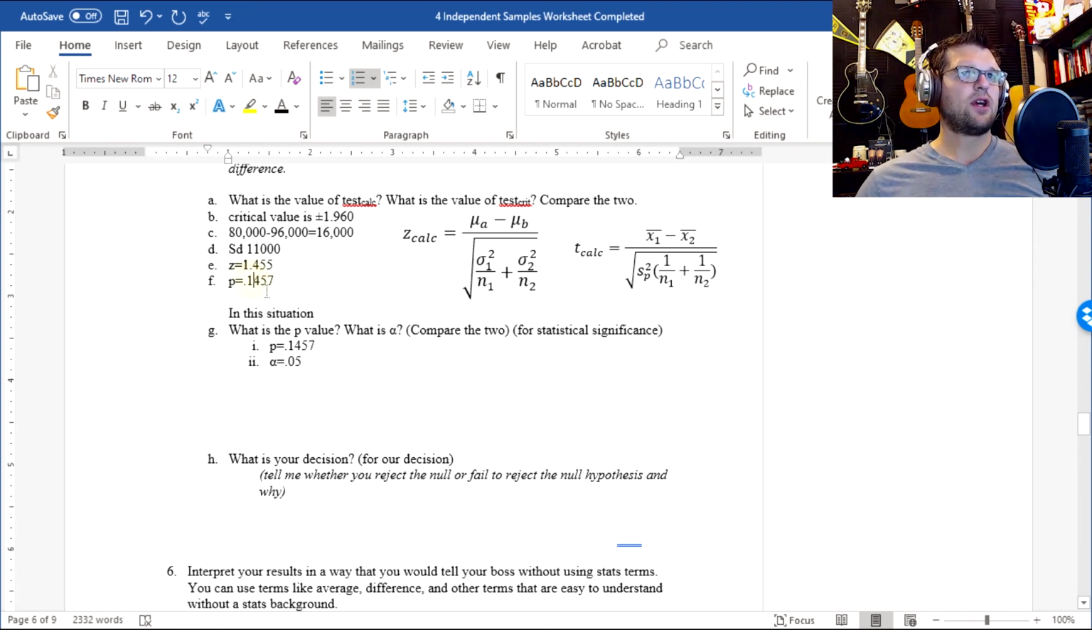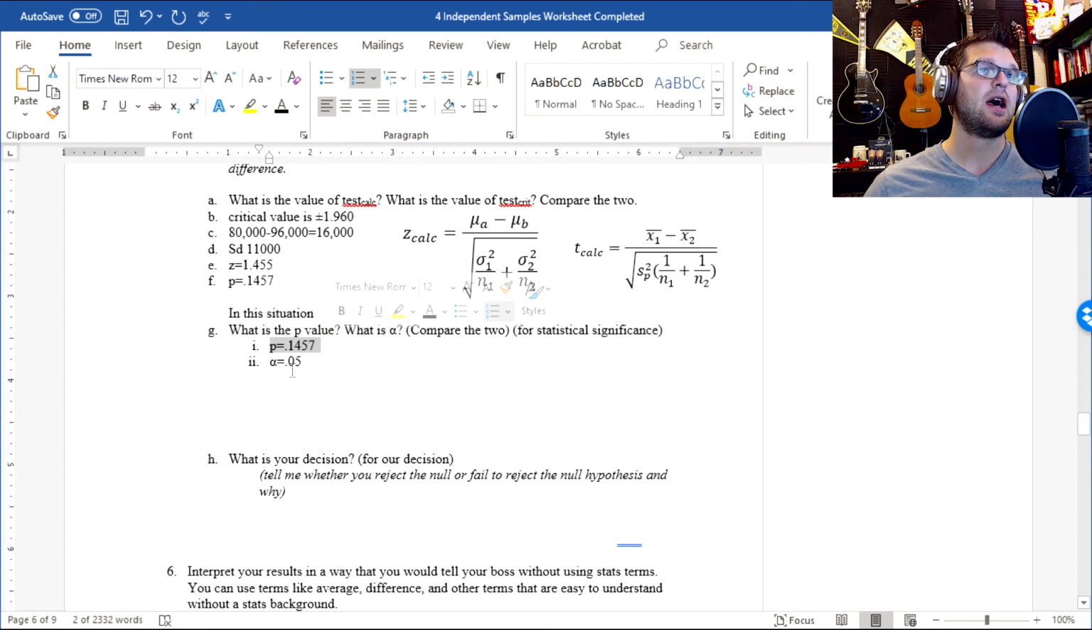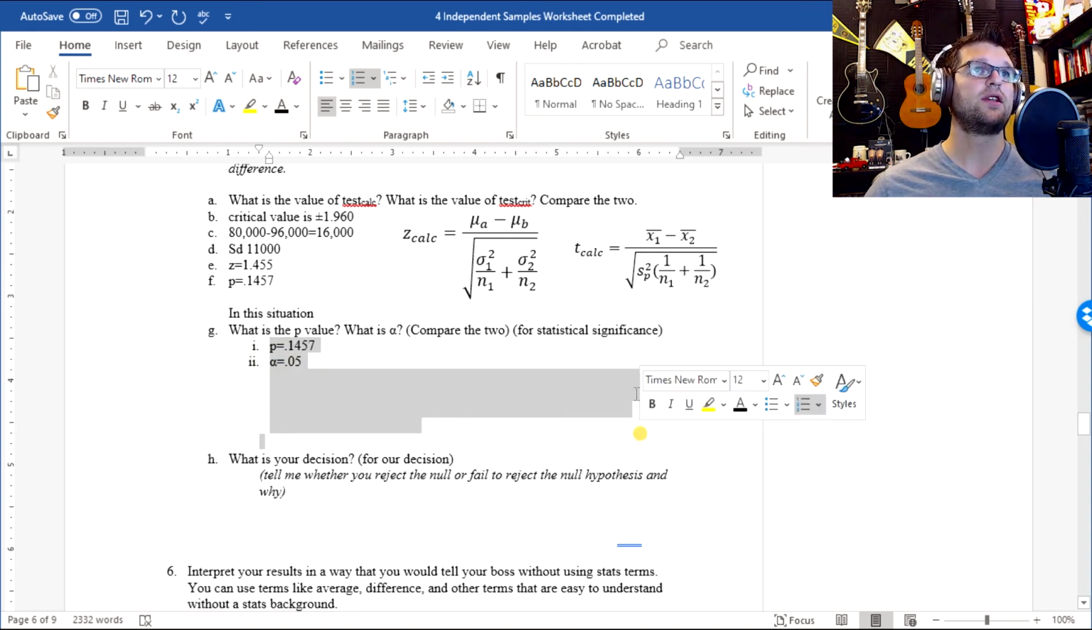So the next thing that we do, so we found the probability. This is the probability of getting a z-value of this or more extreme. Now what we're going to do is say, hey, is this statistically significant? Is the result that we get statistically significant? And in order to determine that, what we need to do is compare the p-value to the alpha value. So if the p-value is less than the alpha value, then we're going to say that it is statistically significant. But if the p-value is greater than the alpha value, then it's not statistically significant. And in this case, the p-value of 0.1457 is not less than the alpha, or the probability of type 1 error. So therefore, what is our interpretation?